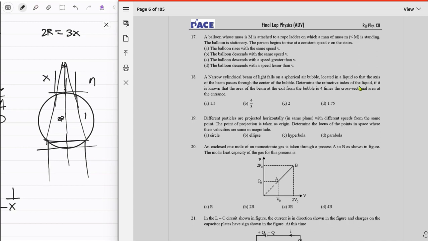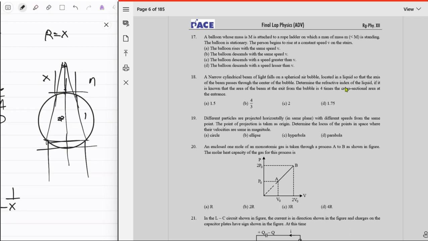Then it will be like 9. The area of the beam is 4 times, not the radius, so which means ki ye double हो जायेगा. So like fine, just r is equal to x basically, right? Okay, radius दिया आपने को, कुछ भी नहीं दिया इस पे, just know that okay. Determine the refractive index of the liquid, right?